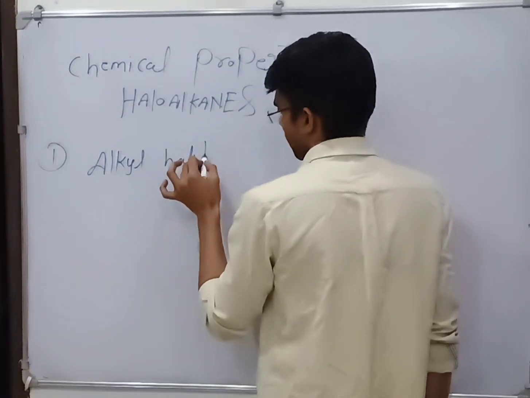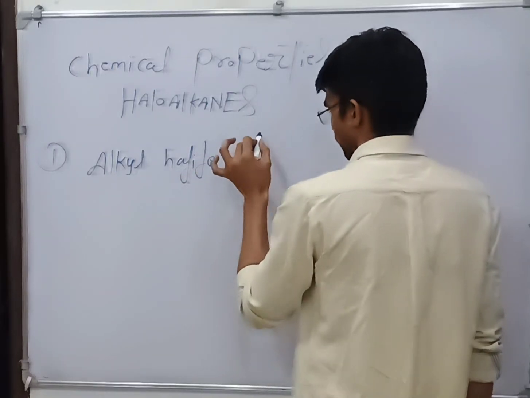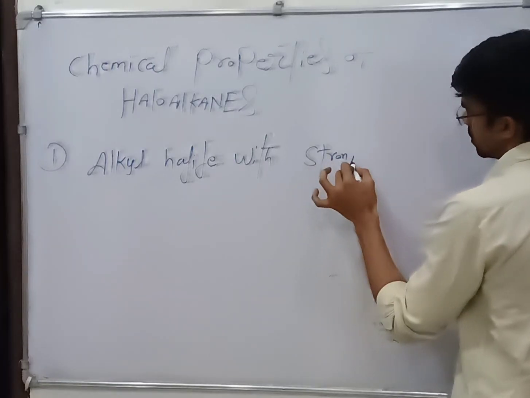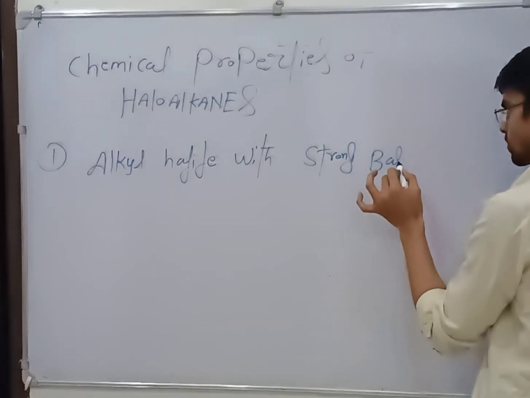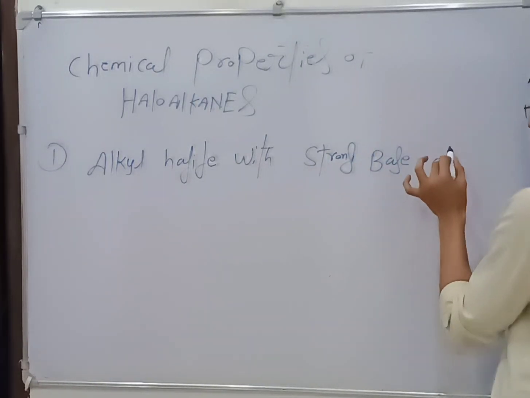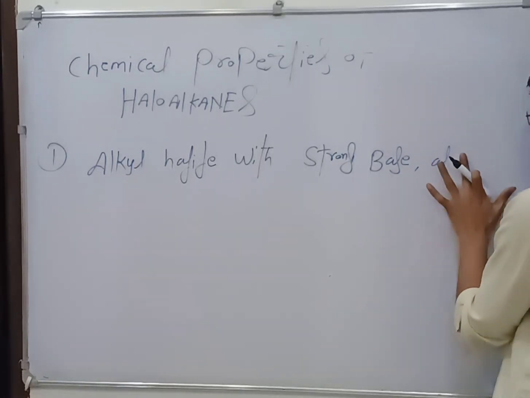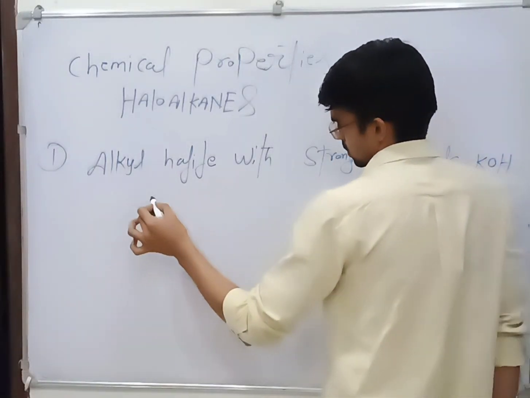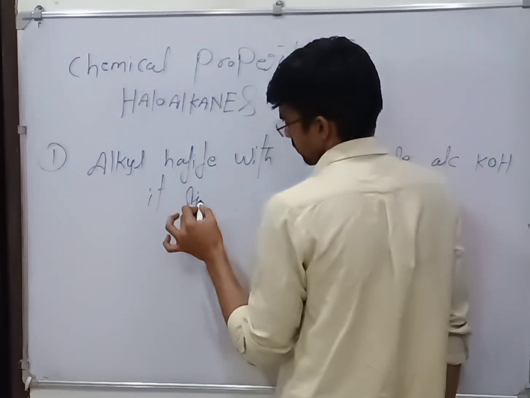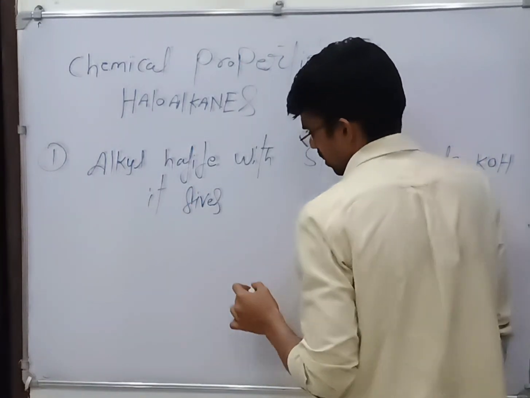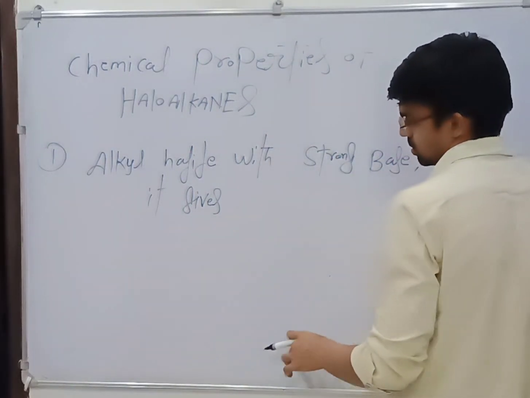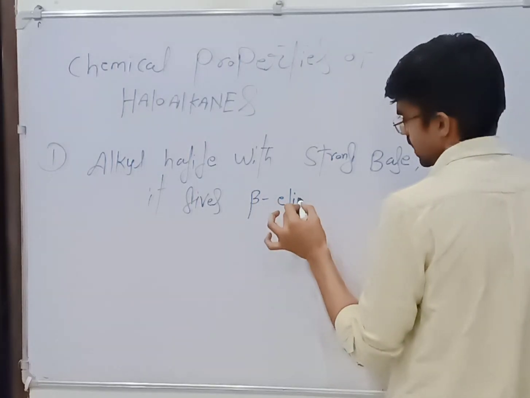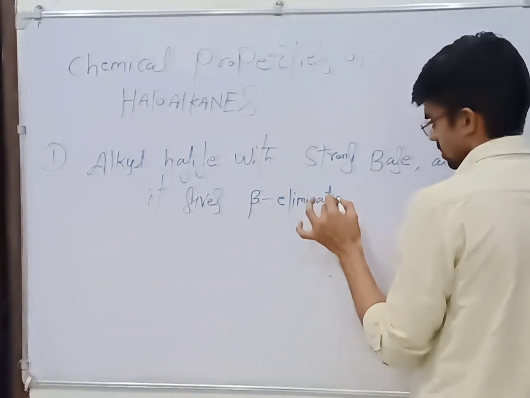halide with strong base or alcoholic KOH, it gives dehydrohalogenation or beta-elimination reaction.